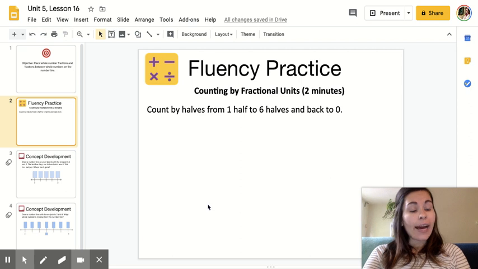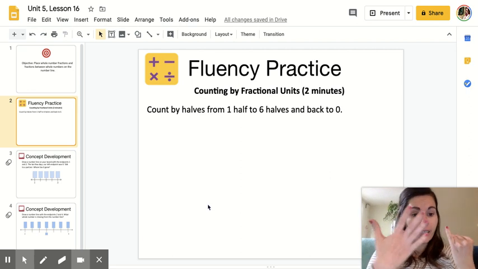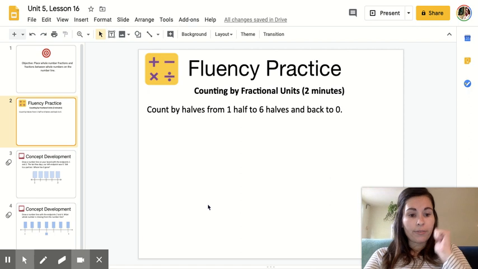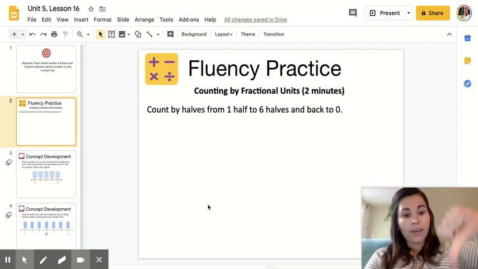We're going to count by halves from 1/2 to 6/2 and back to 0. Let's go. 1/2, 2/2, 3/2, 4/2, 5/2, 6/2. Back down. 5/2, 4/2, 3/2, 2/2, 1/2, 0/2.